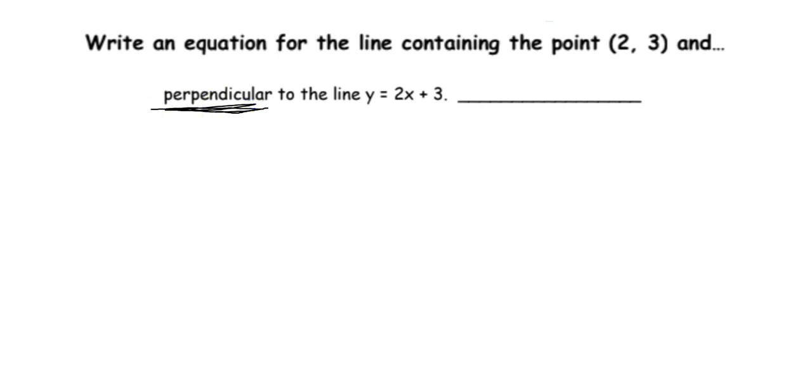So parallel means they have the same slope. Perpendicular means we've got to find the opposite reciprocal. And reciprocal just means we're going to flip our slope. So right now, this line has a slope of 2, and I'm going to write that as 2 over 1. If I flip that, that now becomes 1/2.